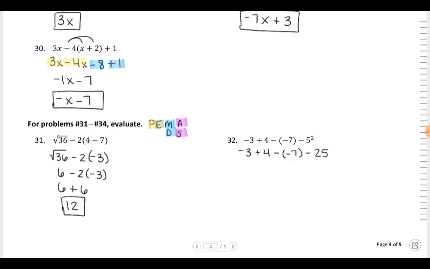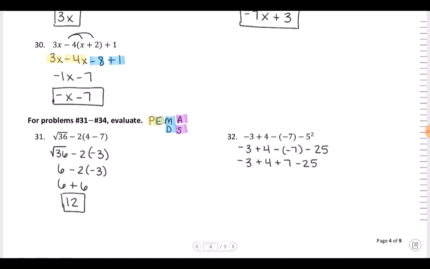Okay, now I go to multiplying and dividing, which I don't really have any of. However, I do have this negative in front of a parentheses, so you can kind of think of that as multiplication. It's like taking negative 1 times negative 7. So I'm going to go ahead and deal with that as plus 7. Okay, and now we just add and subtract from left to right.